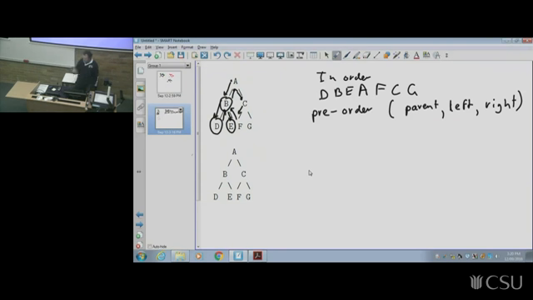But a pre-order traversal does the parent, then the left and the right. So what's the very first thing you would do in a pre-order traversal? A. So it starts at the bottom. No, we're here. What would it do next? B. So go left and do B. And then you go D and then E.